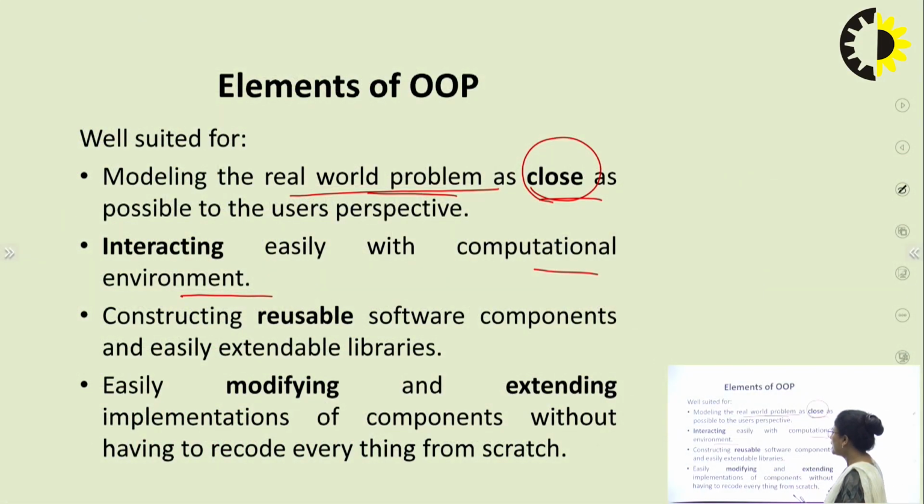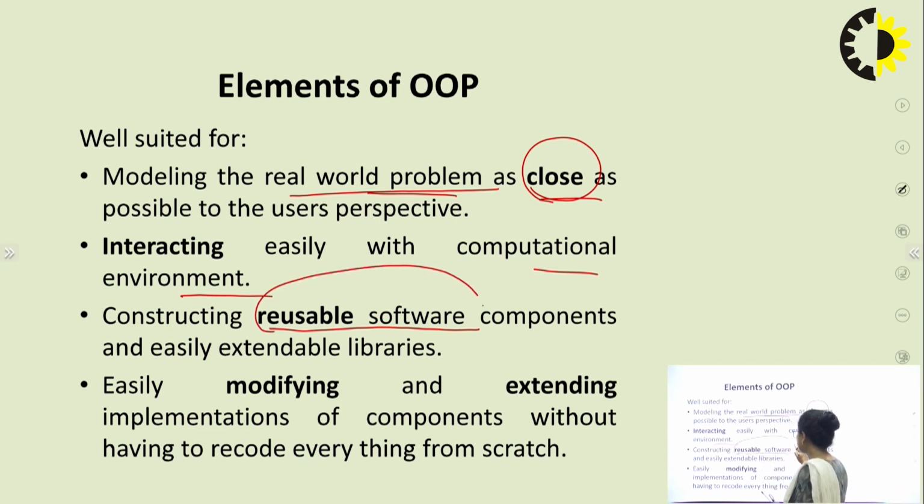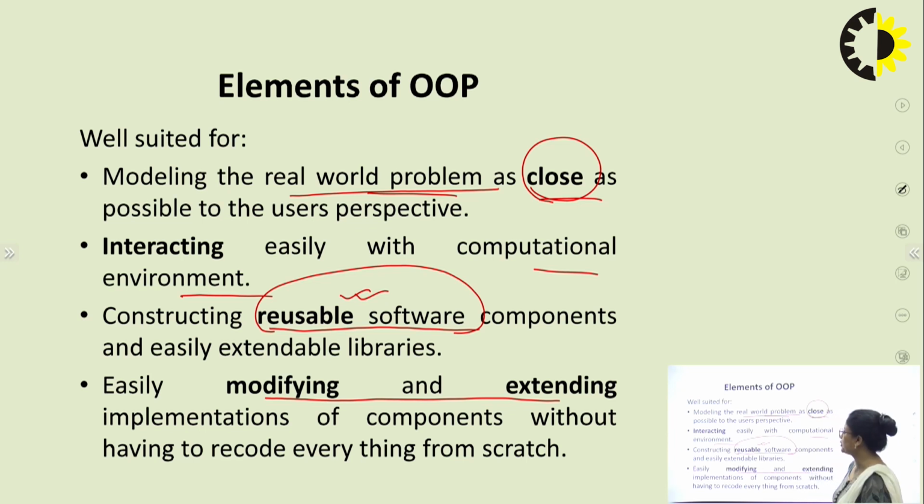point of view. Another very important feature of object-oriented programming is that because of the use of classes and objects, we tend to have software components which are reusable. This is a very strong feature of object-oriented programming languages. And because of that, it leads to easy modification and extension of the implementations which you have already designed, which we'll be designing using C++ or using any object-oriented programming language for that matter.